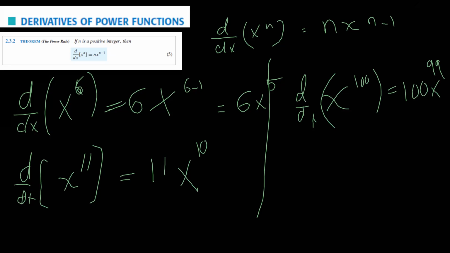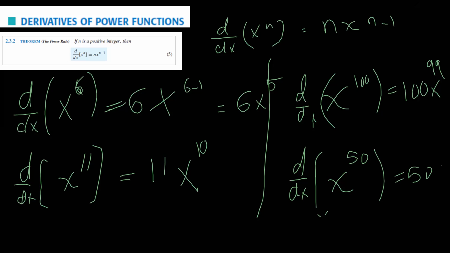Sadan. Yes, teacher. x raised to the power 50. 50x to the power 49. Thank you. 50x raised to the power 49. So here, if I have a positive integer power, as you see here, positive 50, positive 100, positive 11, positive 6, I will say that the derivative is n x raised to the power n minus 1.